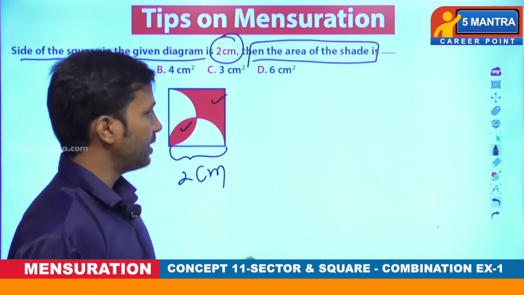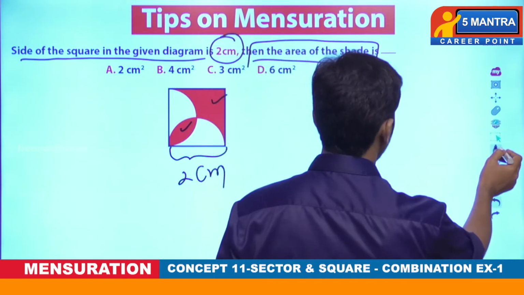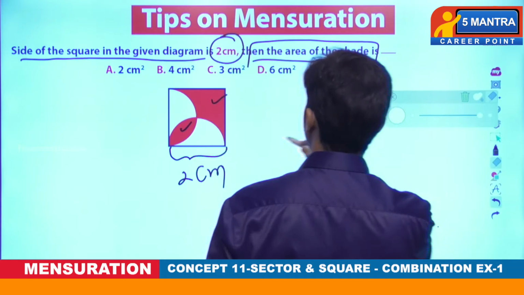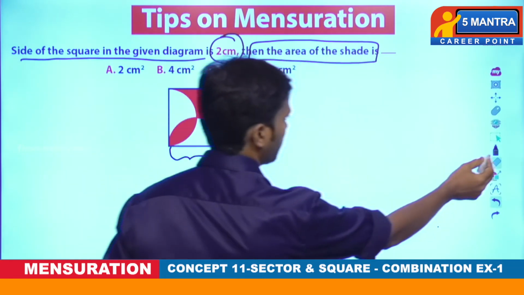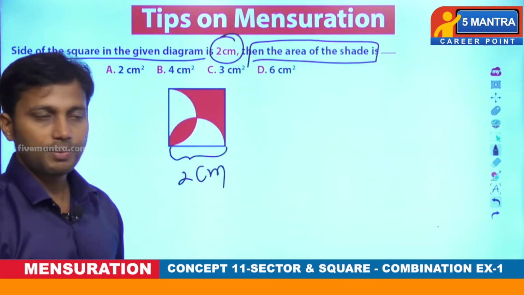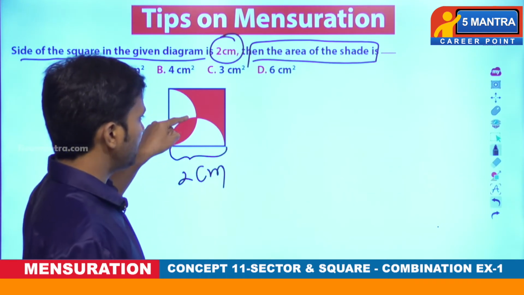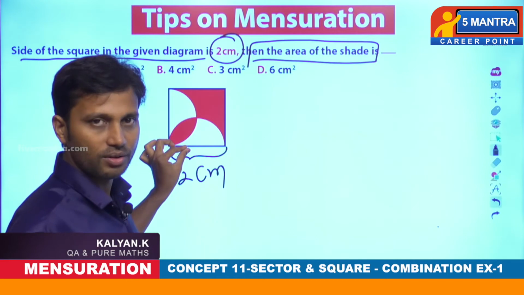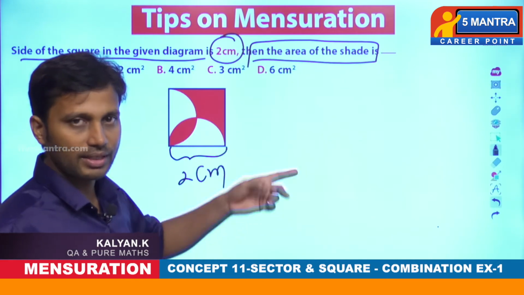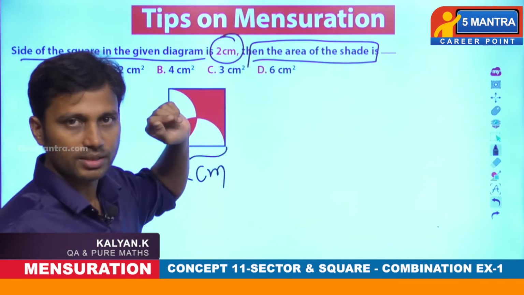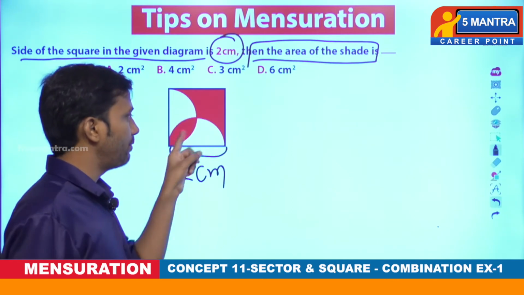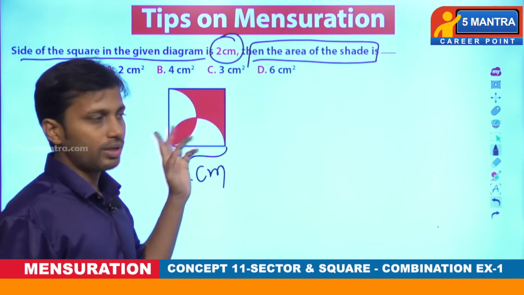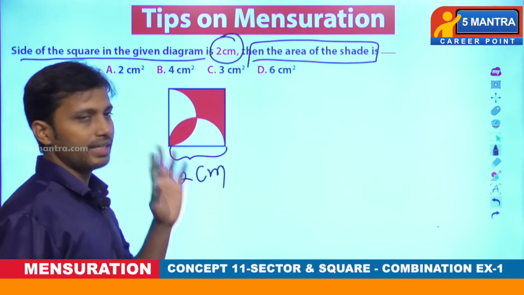But this is not looking like the previous problem, because this shape is somewhat different from before. Is that right or not? In the previous case, this shape had flower petals, no? Like that, 4 petals were given in the previous videos from the basic concept. But now we have given only 1 petal, and the remaining gap is filled with red color. Now we need to find this shade area.